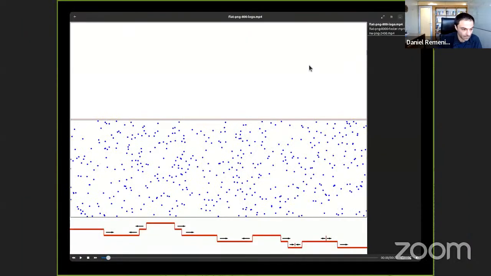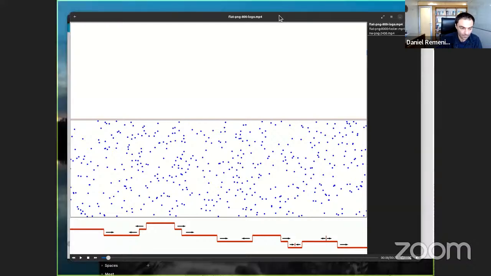Okay, so you should be seeing a movie. Well, a still picture for now. Is it there? Yes, okay, good. I haven't started the movie yet, but on the bottom here, this red interface is my height function of the PNG model. It's integer valued, so it lives on R, but it's integer valued. And you have these islands, which expand to the right and to the left, just expanding out at rate one.